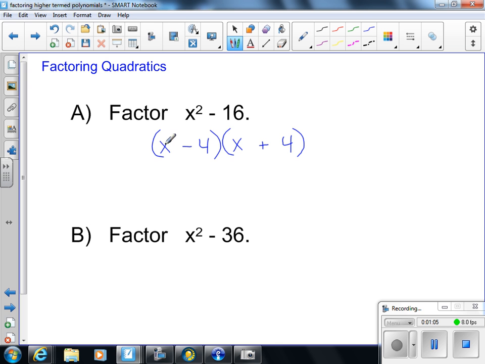So watch this. Let's work FOIL and see if we get this for our quadratic. We get x squared plus 4x minus 4x minus 16. Okay, those cancel out, and you get x squared minus 16. So is this factored, x squared minus 16? It is. Okay, so this is the process we call factoring.